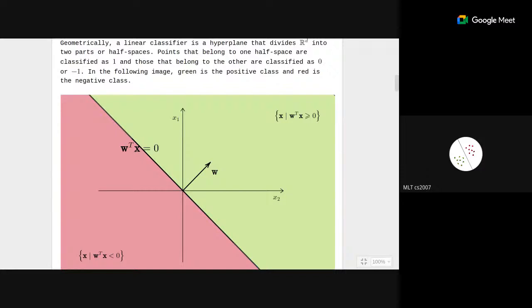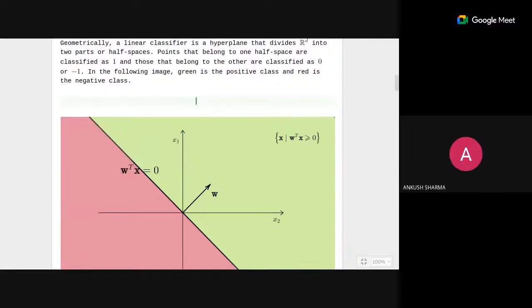So let me write that down. Suppose this classifier line is 2x plus 3y is equal to 0. So 2x1 plus, let's use x1, x2, so that y is for the label, right? Yes, sir. So 2x1 plus 3x2 is equal to 0. Then this W is 2, 3, the vector joining the origin to (2, 3), and that is perpendicular to this line.